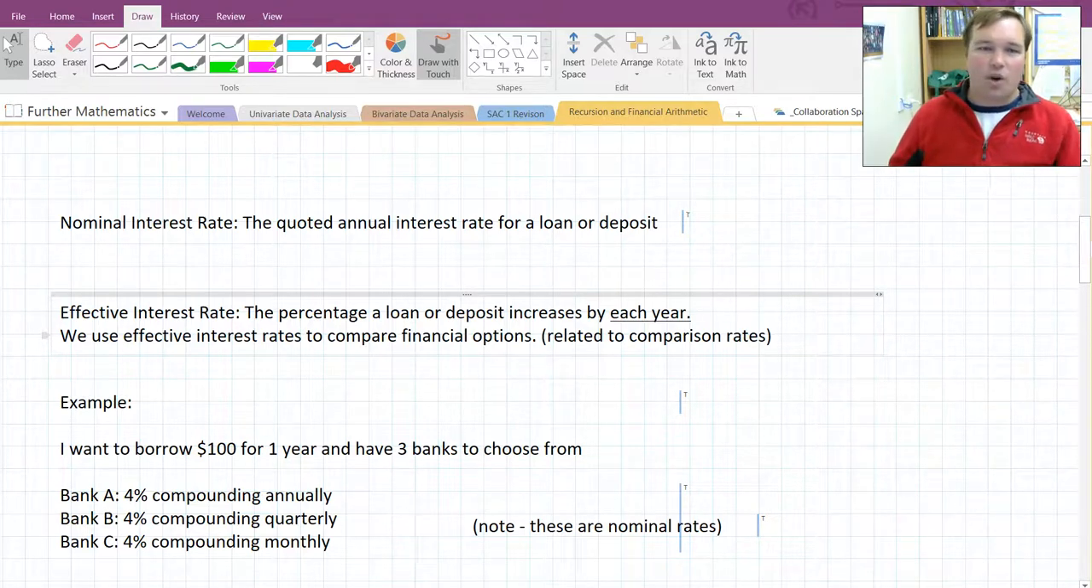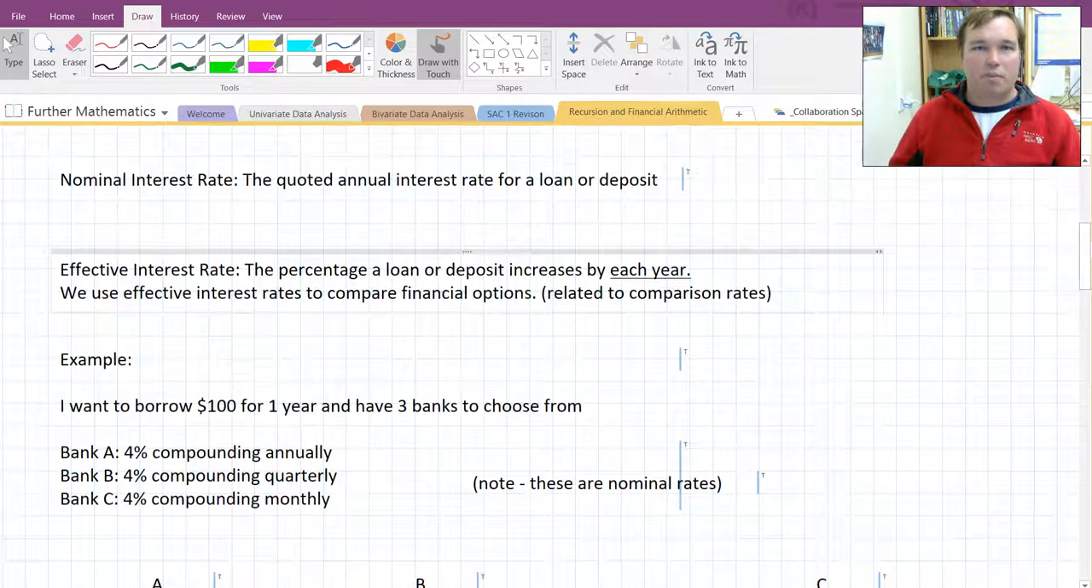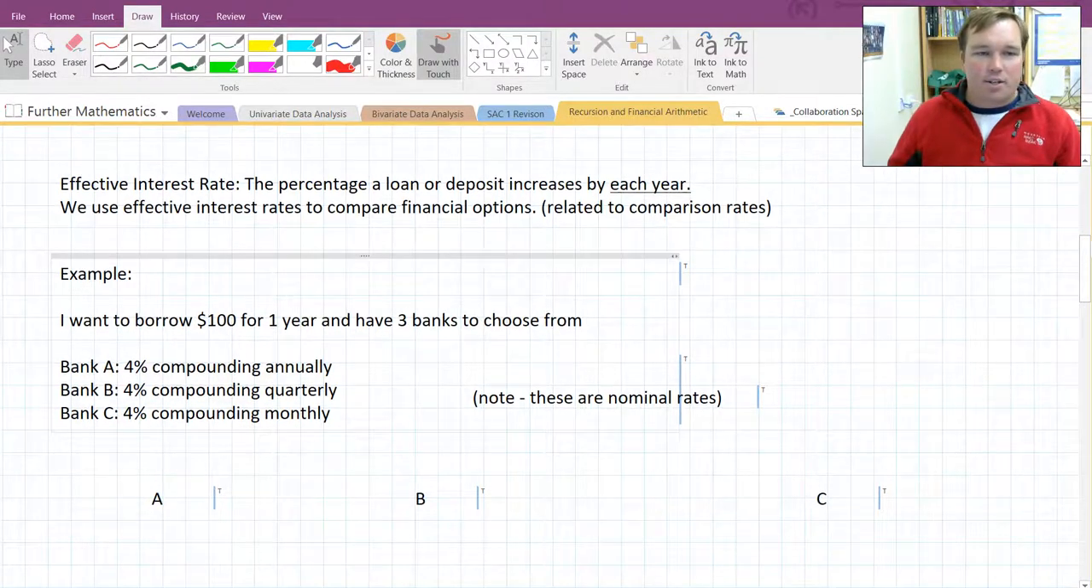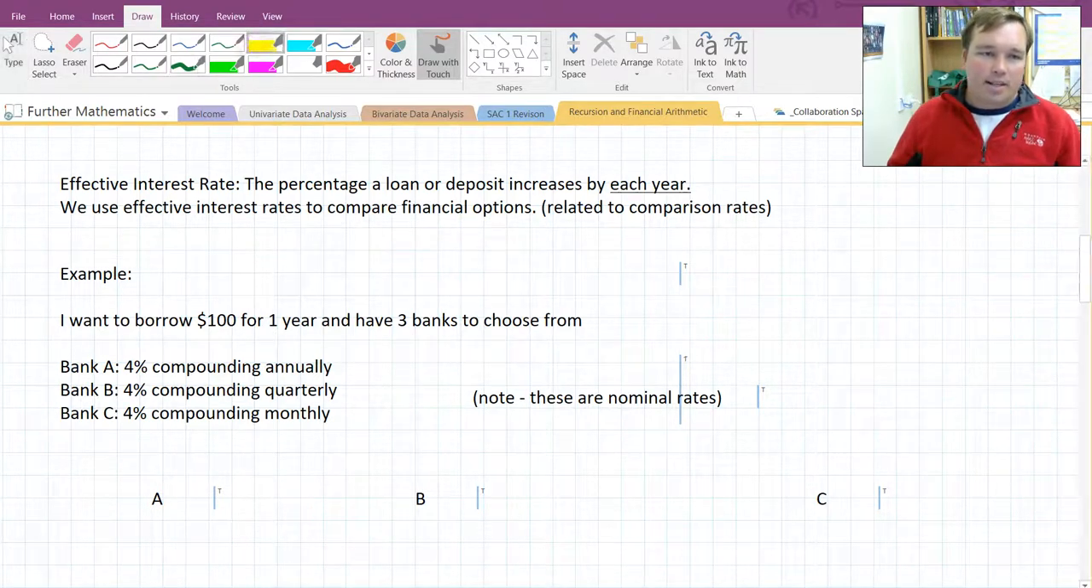Now that sounds a little odd. How can something grow by a different amount if it's, well, each year? So this is an illustrative example. Pretend you want to borrow $100 for a year and you have 3 banks to choose from. Bank A is 4% compounding annually. Bank B is 4% compounding quarterly. Bank C is 4% compounding monthly. Now note, these interest rates are the ones being quoted and they are the nominal rates. So they're the ones that are being told to you.